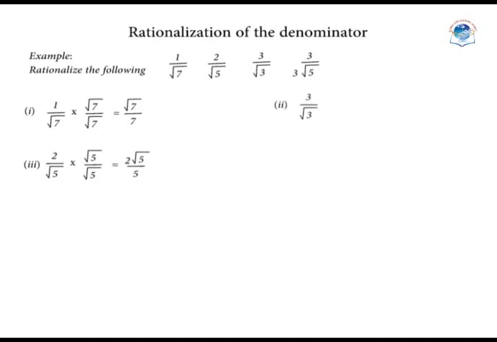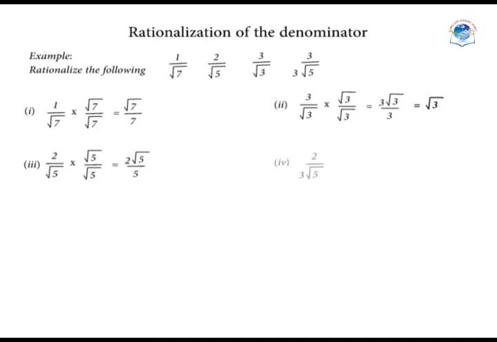Next, 3 over root 3. Again, we multiply both the numerator and denominator by root 3. That is, 3 times root 3 is 3 root 3. Root 3 times root 3 is root 9, which is 3. And we can cancel the rational factors. That is, 3 cancels with 3, and we end up with root 3.